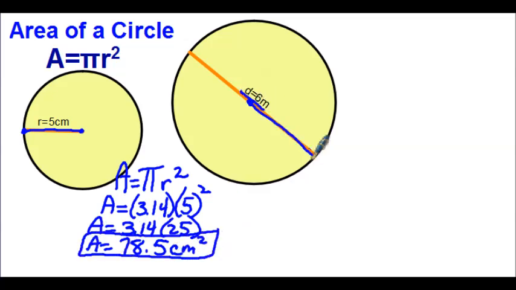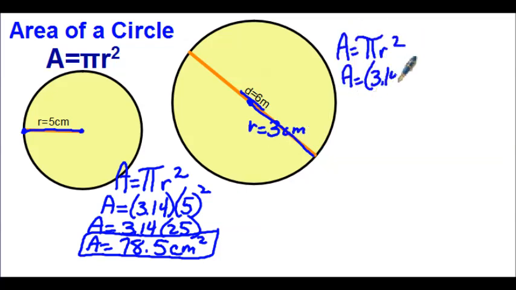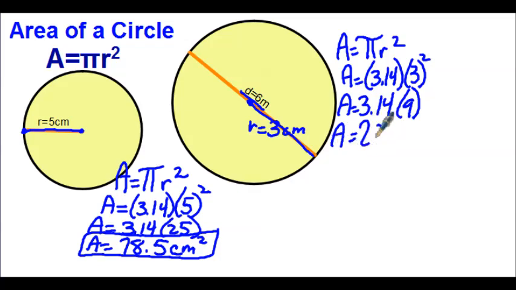Always look to see if you're given radius. In this case, we were given diameter of 6, so your radius is 3. Start with your formula and then with your substitution step. So 3.14 times 9 gives us 28.26 square meters.